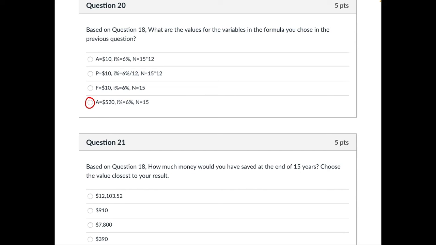So how much money would you have saved at the end of the 15 years? You need to calculate the F now. F equals A times F/A, I equals 6%, N is 15, A is 520. And this factor is 23.2760. So the answer is 12,103.52.